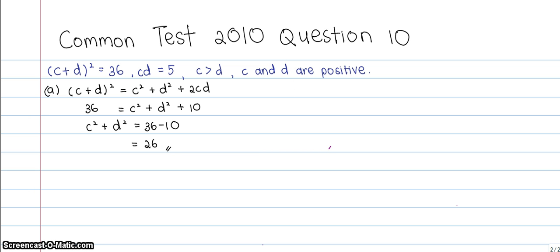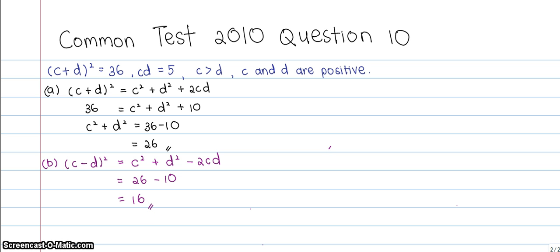Okay, now let's look at part B. We need to find (c - d)². (c - d)² is equal to c² + d² - 2cd. c² + d² is given in part A as 26. How do we find minus 2cd? The question tells us that cd is equivalent to 5. So 2cd will give us 10. So (c - d)² equals 26 minus 10 equals 16. So 16 is the answer for part B.